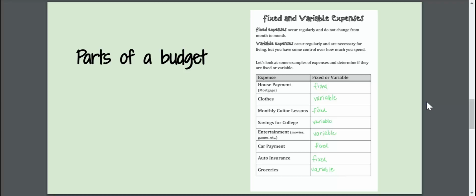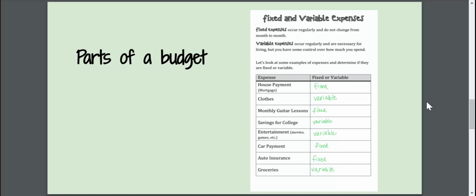So some examples we have here are like your house payment or mortgage or rent. That would be an example of a fixed expense. Usually doesn't change from month to month. Clothes are variable. You don't always have to buy new clothes. Sometimes you do, but not necessarily the same amount every month.